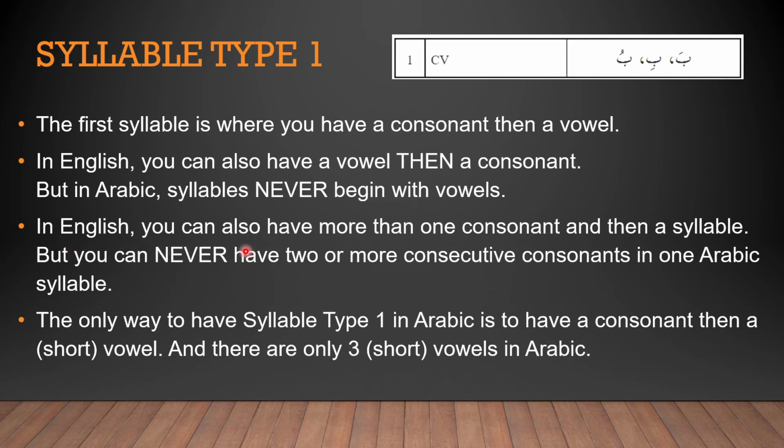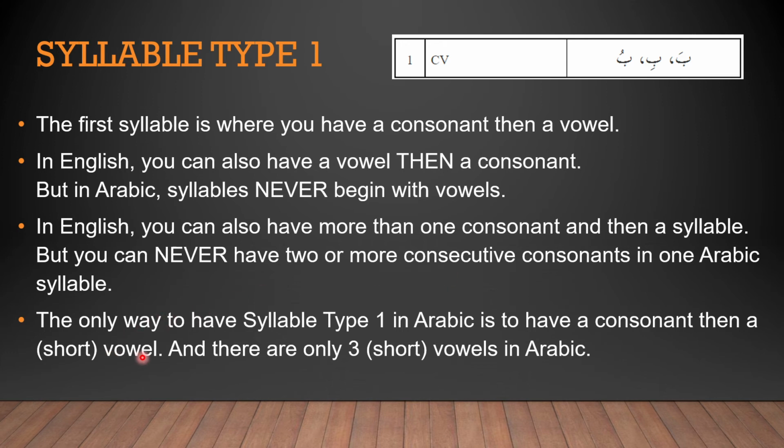In English, you can also have more than one consonant and then a vowel. Like in the word "extra," after EX, there is T and R, then there is A. So there are two consonants, TR, then A. But in Arabic, you can never have two or more consecutive consonants. Consecutive means one letter coming after another. So you can't have ba or ta without a vowel in the middle. There will always be a vowel in the middle.